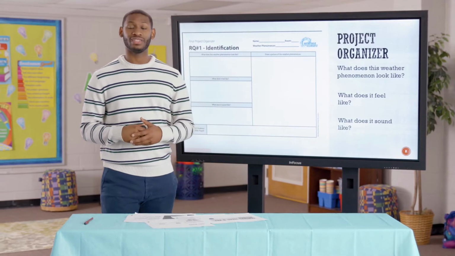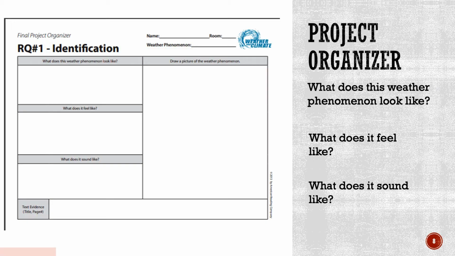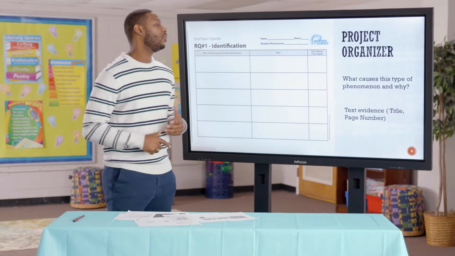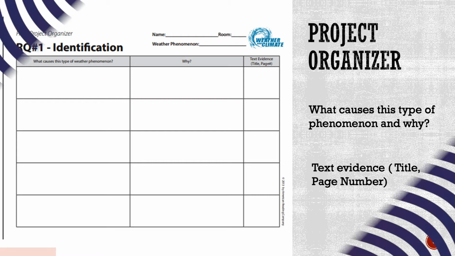Here is another organizer that you may see in the near future as well. This one is a project organizer. The question that it poses to you is, what does this weather phenomenon look like? Here are some more questions it poses. What does it feel like? And lastly, how does it sound? All right, so these are things that you're going to research at your leisure. And lastly, we have this project organizer here, which focuses on the causes of the phenomenon and why. It also focuses on text evidence. So it's important that we always remember to cite those sources, all right?